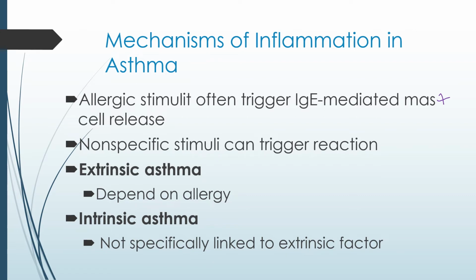But there are non-specific stimuli that can trigger a reaction as well, right? We talked about antigens for extrinsic asthma, and for intrinsic asthma, usually there's no antigen involved, and it's usually linked to something intrinsic, like perfumes, cold air, dust, right? Or a T cell release. So when we're looking at that, we've got to be careful. Most incidents are primarily an allergic response that you'll see. So you'll see mostly allergic asthma, or extrinsic asthma, quite a bit.